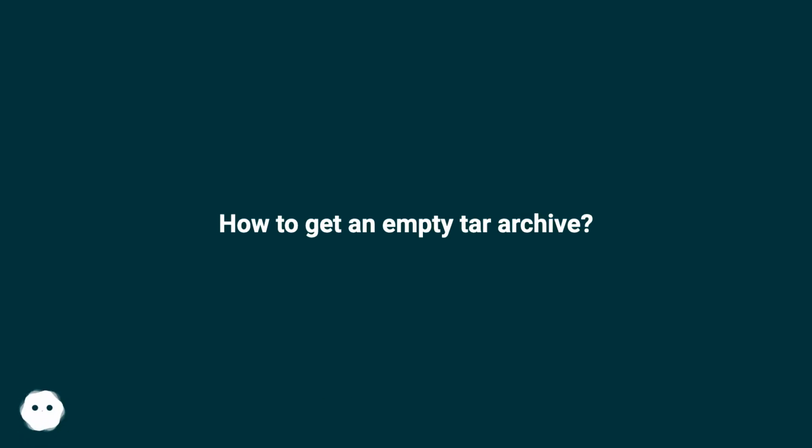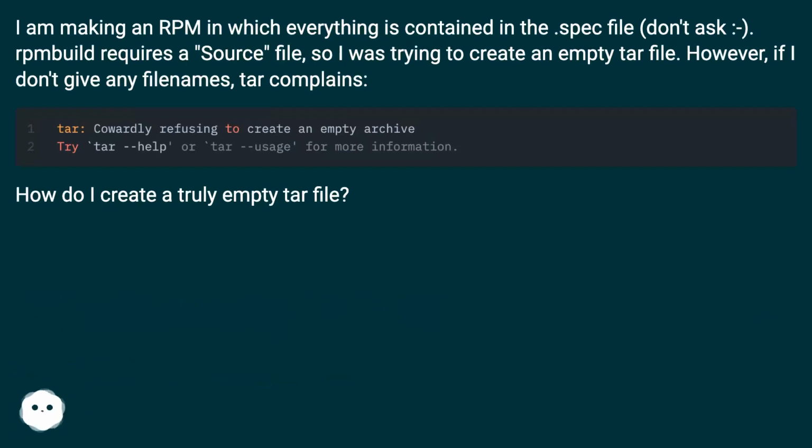How to get an empty tar archive? I am making an RPM in which everything is contained in the .spec file, don't ask. RPM build requires a source file, so I was trying to create an empty tar file. However, if I don't give any file names, tar complains. How do I create a truly empty tar file?